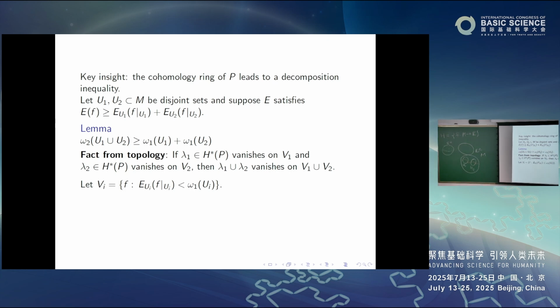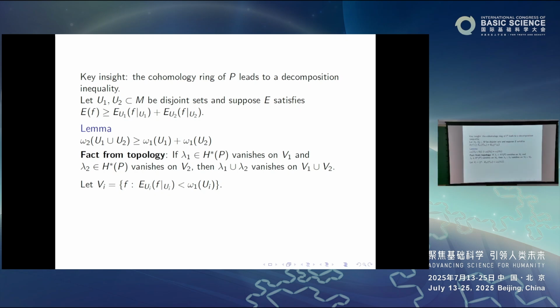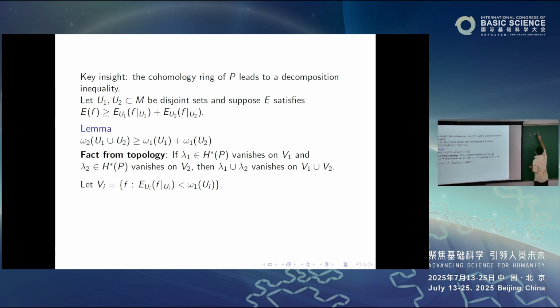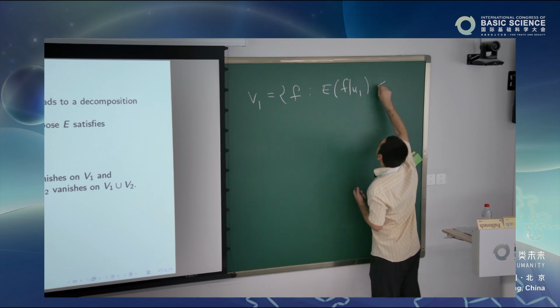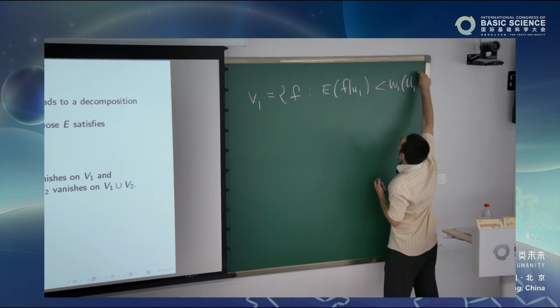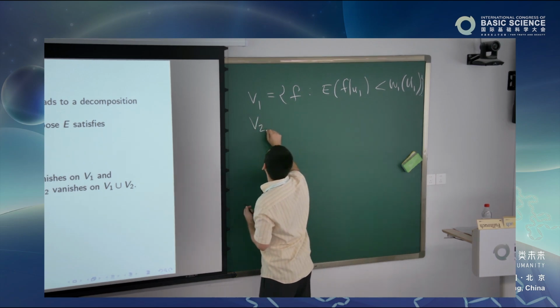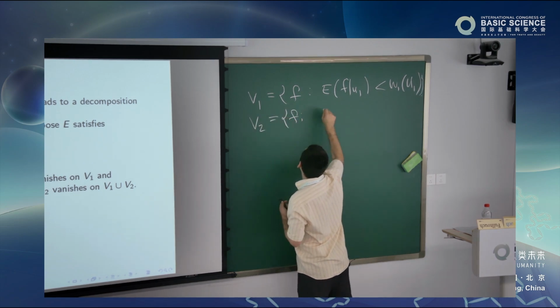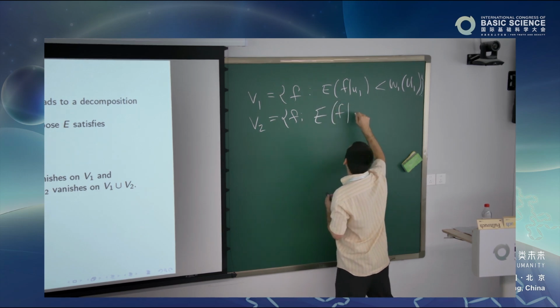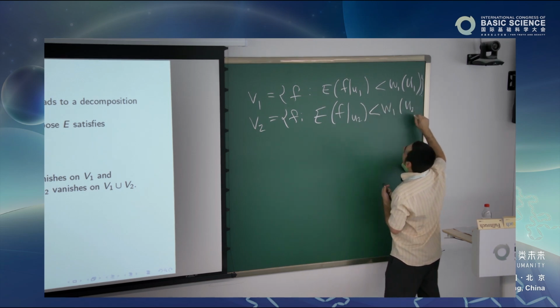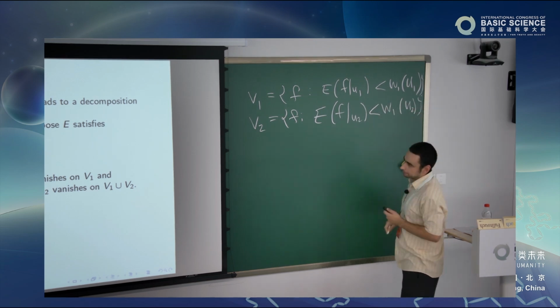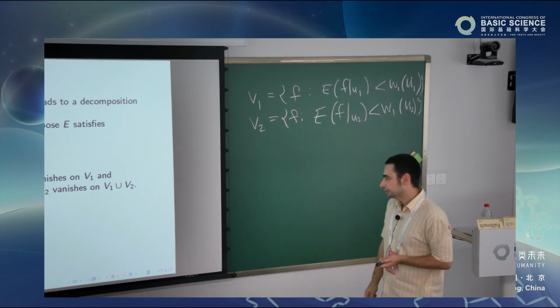And so now we can use this fact to prove this inequality. So we can define two subsets of P, our space of functions. The first one, V1, will be all of those functions such that the energy of the restriction of f to U1 will be smaller than W1 of U1. And V2 will be those for which the energy of the restriction to U2 will be less than W1 of U2. So these are going to be our two sets.